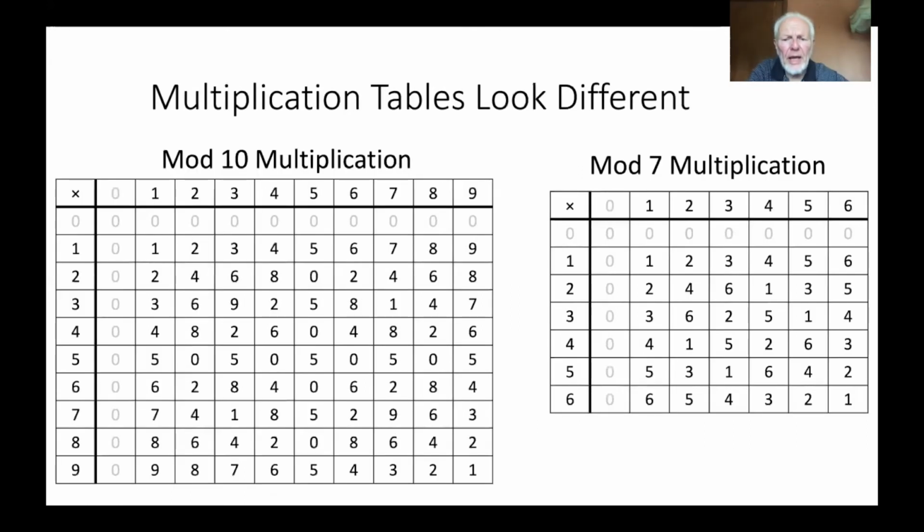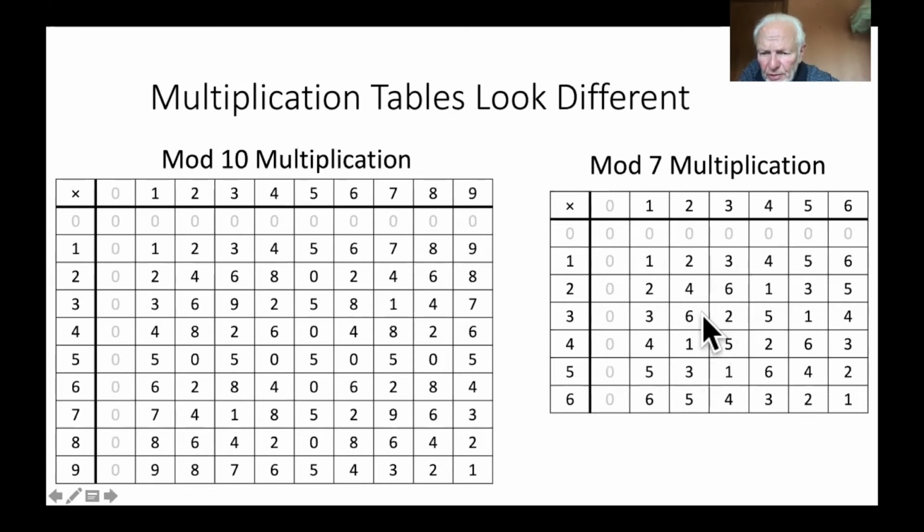Okay, back to multiplication. Now, multiplication tables are not all the same. So let's look at mod 7 now, multiplication. Now I've grayed out the zeros because it's the stuff in the middle that's more interesting. Now here we see that there is one of each number in each row, quite unlike the 10 example. You can sort of see why that is.